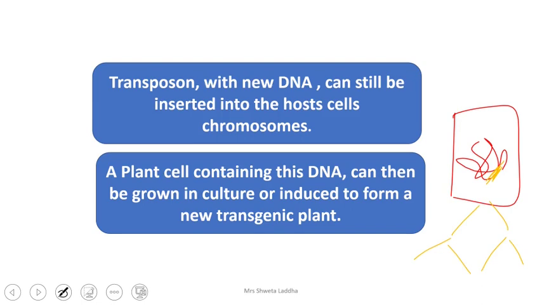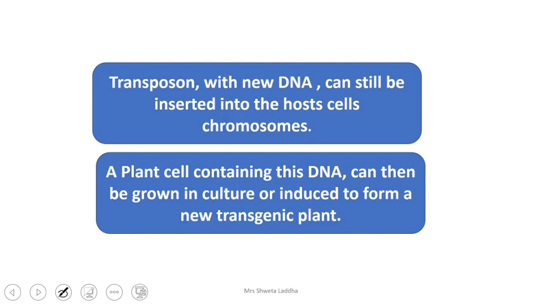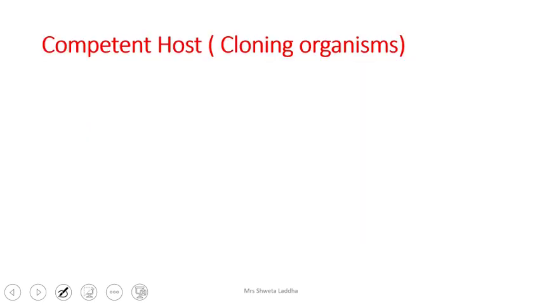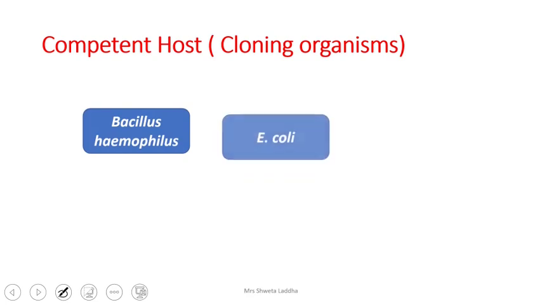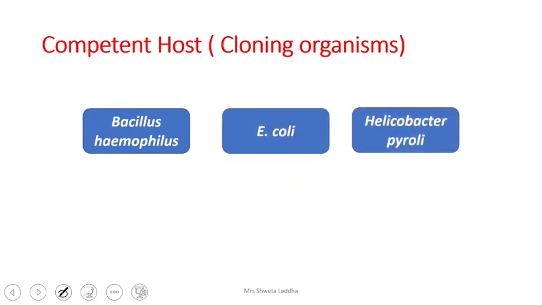like E. coli or some other bacteria, and then we can get good properties or good nutrients for our benefit, whatever we need. Instead of the tumor inducing gene we can put some useful gene, and we can make such types of transgenic plants. But we'll need some host to get many copies of these transgenic cells. So basically the competent hosts which are used to clone such transgenic cells are bacteria such as Bacillus, Haemophilus, E. coli or Helicobacter pylori. These are the common bacteria which are used to make many copies of that transgenic cell.